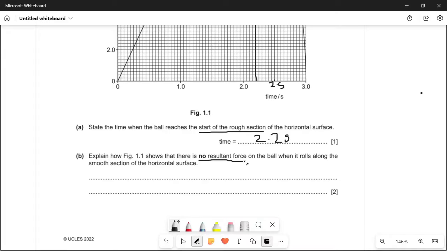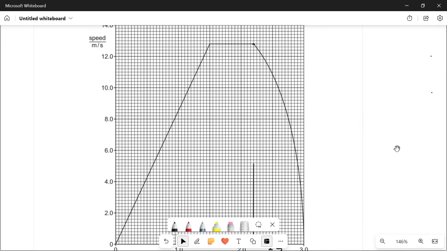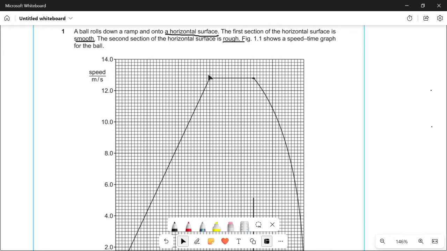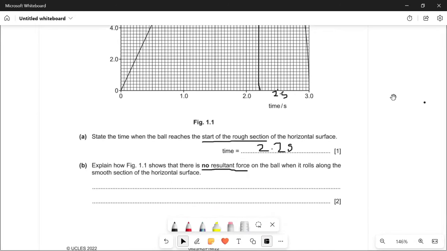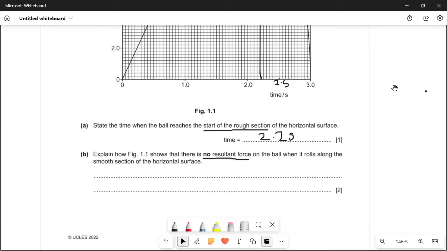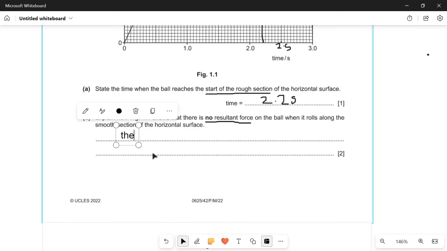So on the graph, if there is no resultant force, that means the line is going to be horizontal. So we're talking about this section over here, this section in bold. This is a section where there is no resultant force because it's horizontal, so that means the speed is not going to be changing. So one of the explanations could be the line is horizontal, so that's going to be one of our answers. It's horizontal.